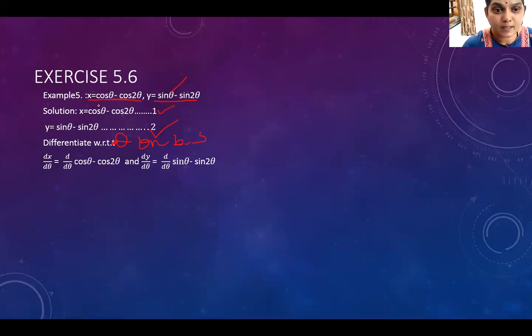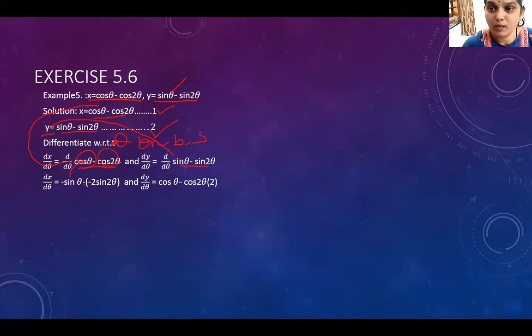Then dx upon d theta is d by d theta of cos theta minus cos 2 theta. Similarly, for the second equation, dy by d theta is d by d theta of sin theta minus sin 2 theta. Now, derivative of cos theta is minus sin theta. Minus sign is there, it is kept as it is. Derivative of cos 2 theta: cos of means minus sin of, what is the angle? 2 theta. Then derivative of 2 theta, by chain rule, is 2. So I have minus of minus 2 sin 2 theta.